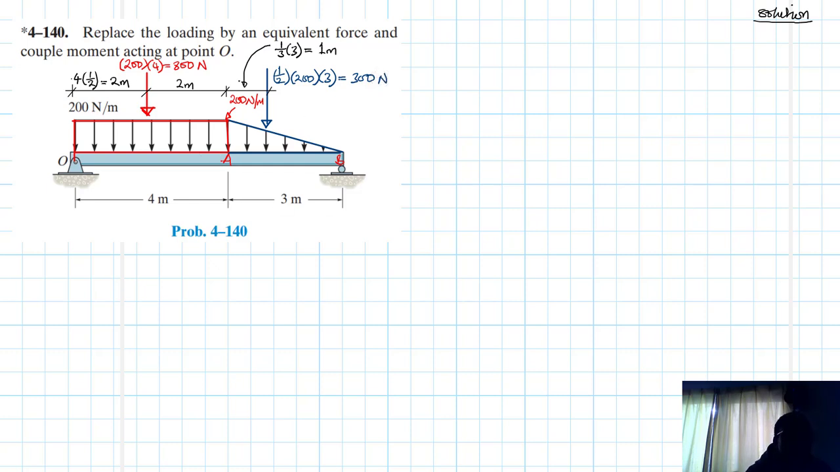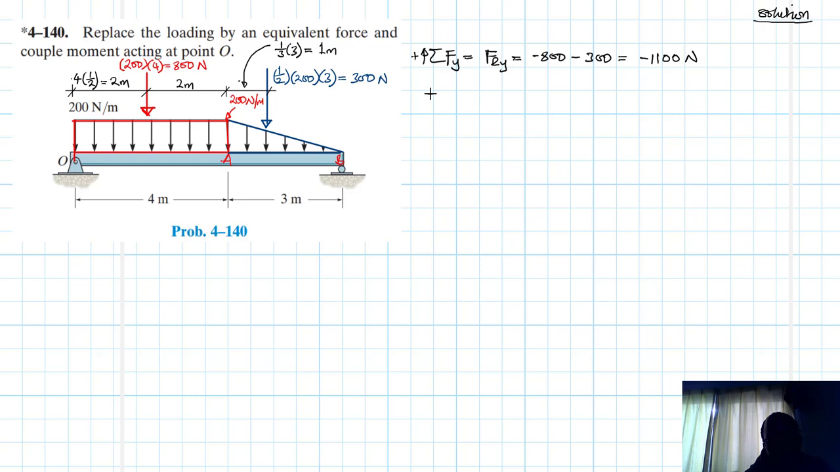Great. So when we have all this information, we can find the resultant force. The summation of forces in the y direction, going up in our reference, is equal to the resultant force in the y direction, which is equal to minus 800 and minus 300, which is equal to minus 1100 newtons.